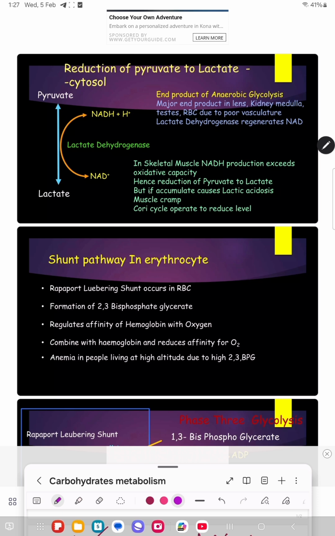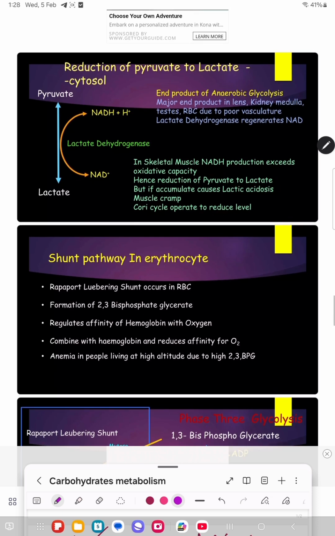Okay, but if it accumulates, it causes lactic acidosis. When there is much accumulation of lactate, there will be muscle cramp. And to reduce the level of lactate, Cori's cycle will operate. Okay, the shunt pathway I already explained in the upper section.